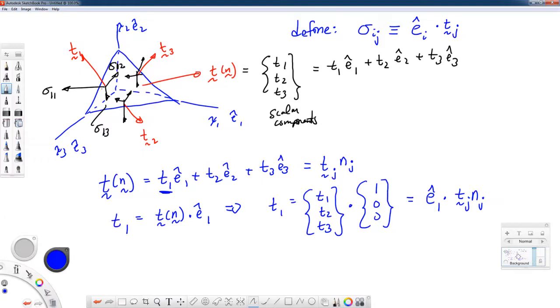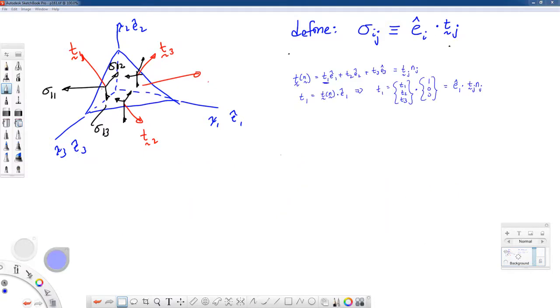Let me make a little bit of room here. But we've defined this E hat dotted with this other term just right here. We just did that. So E hat 1 dotted with Tj is what we're going to call sigma 1j. And if we did E hat 2 dotted with Tj, then that would be our sigma 2j and so forth.